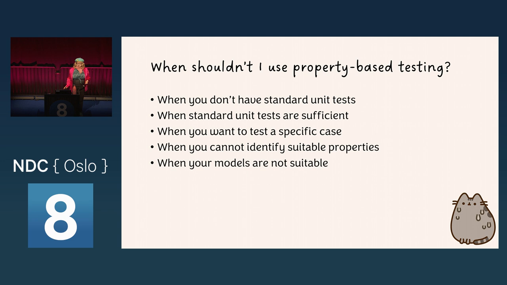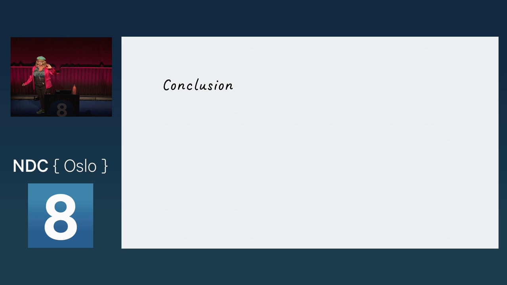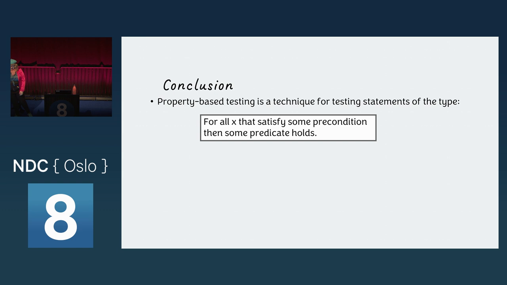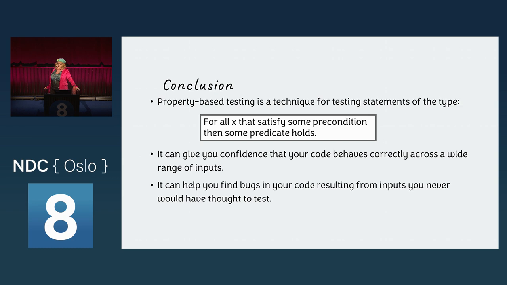But yes, you'll be glad to know that I'm pretty much done talking now. So in conclusion, hopefully you remember this from an hour ago. Property-based testing is a technique for testing statements of the type: for all X that satisfy some precondition, some predicate will hold. It can give you confidence that your code behaves correctly across a wide range of inputs. It can help you find bugs in your code resulting from inputs you never would have thought to test. And finally, this technique can and should be used alongside existing unit tests.